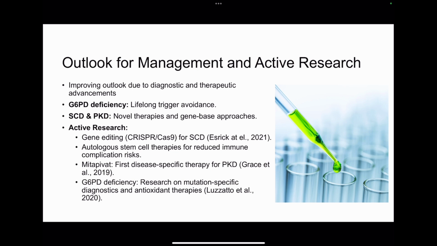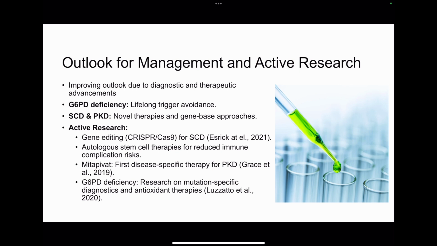So the outlook for management and active research: the outlook for managing hemolytic anemia is continuously improving, thanks to advances in diagnostics and therapeutic options, and there's a couple we can look at now. For G6PD deficiency, lifelong management often involves avoiding the triggers we mentioned earlier, but they're looking into research on mutation-specific diagnostics and antioxidant therapies, which is ongoing research currently.